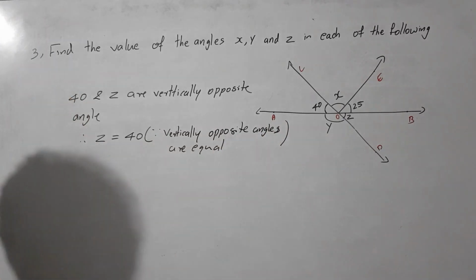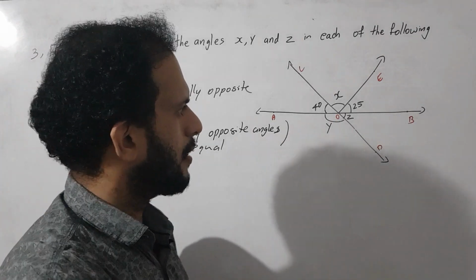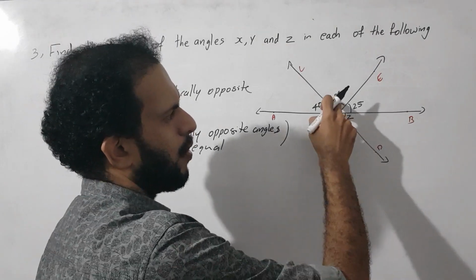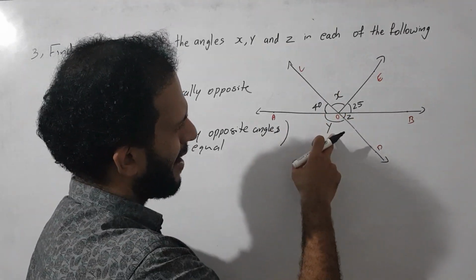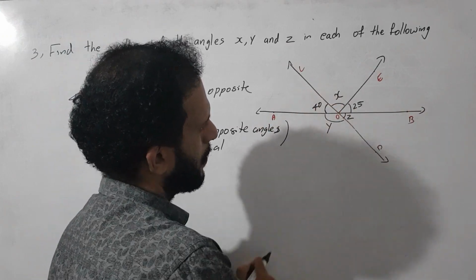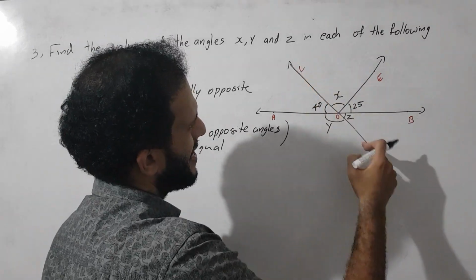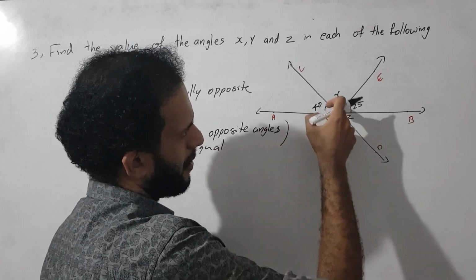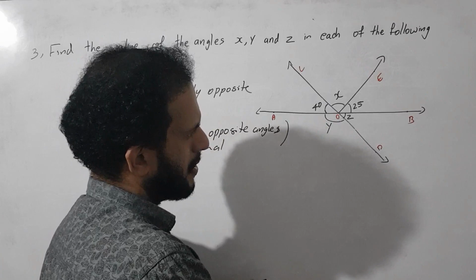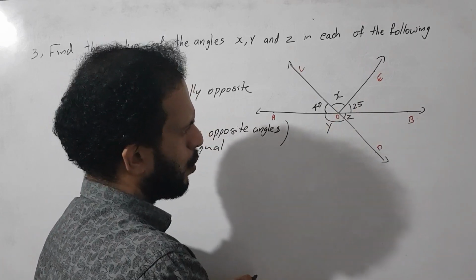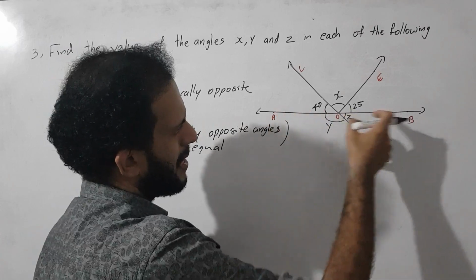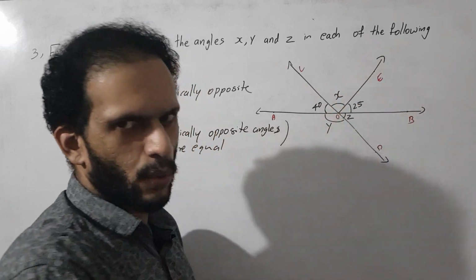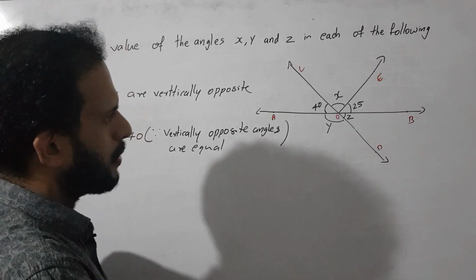Okay, so we got the value of Z, the remaining are Y and X. Are Y and X vertically opposite angles? No. Why? Because Y lies in between the lines AB and CD, but X lies in between only CD and OE. Are Y and 25 vertically opposite angles? No. Why? Because Y lies between AB and CD, and 25 lies between OE and OB. So they are not. But what are vertically opposite angles?